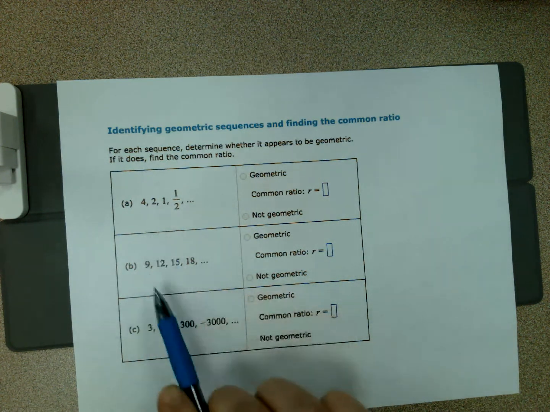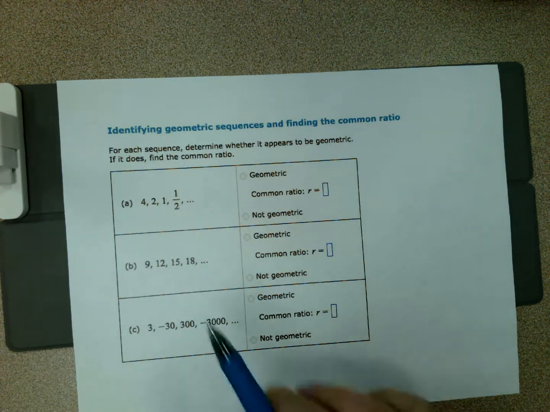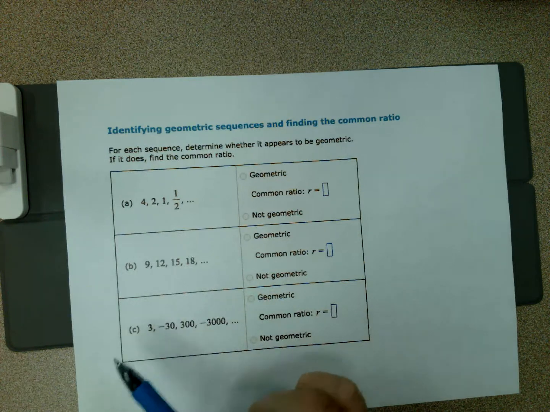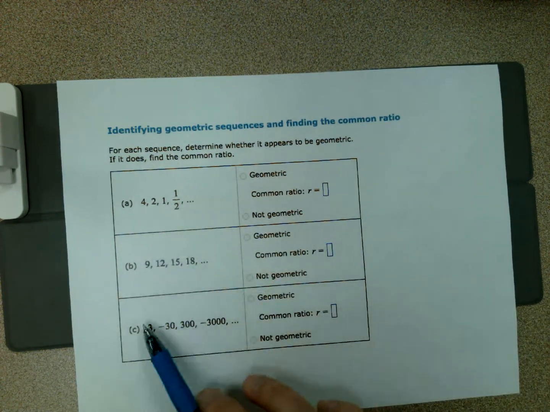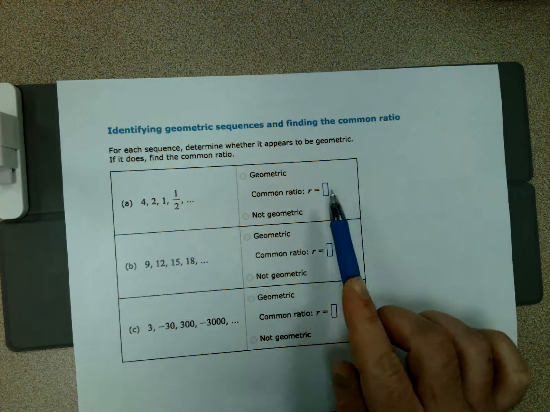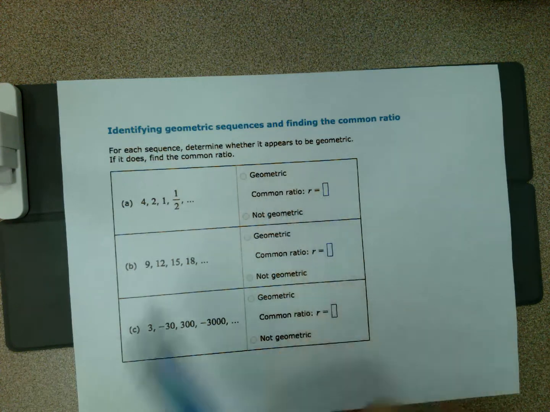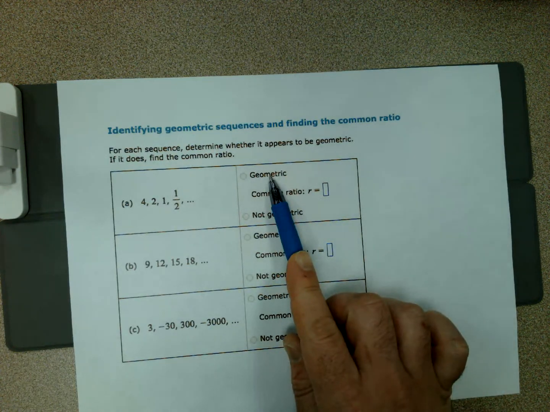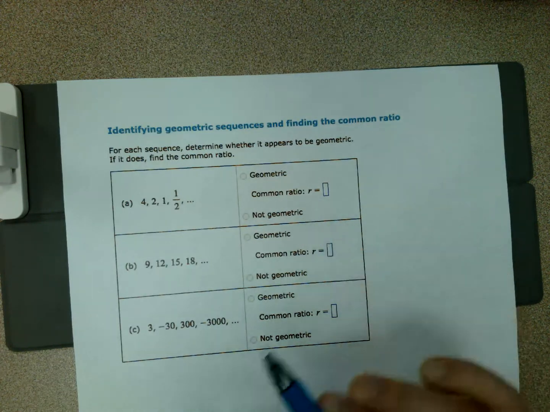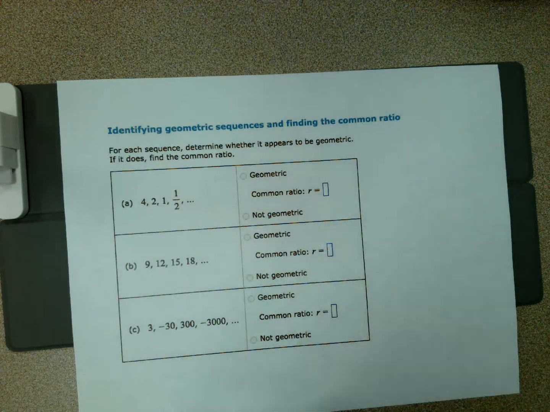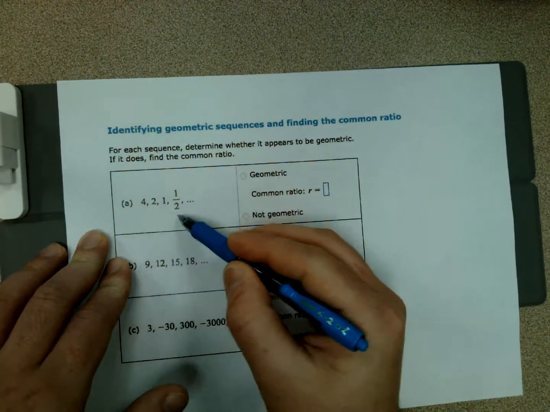So today we're going to be looking at the ALEKS topic, identifying geometric sequences and finding the common ratio. With this one, they gave us a series of sequences, and what we're going to do is see if these are geometric or not by trying to find the common ratio. If we can find a common ratio for all of the terms they gave us, then we can say what that is, and that having a common ratio like that signifies that it is geometric. If we can't find one, then we'll have to say it's not geometric, and we won't identify the common ratio because there isn't one.